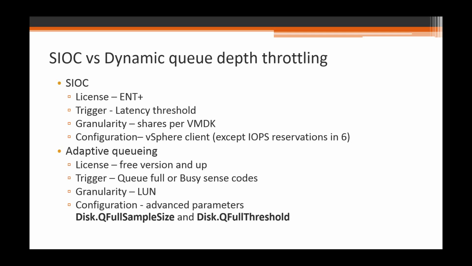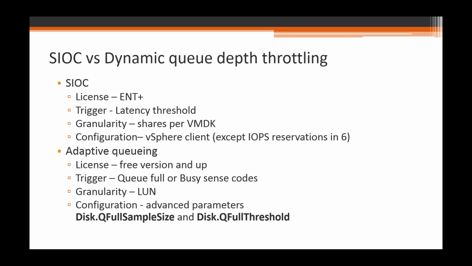So the granularity is on a per VM level, even though it touches the same parameter of the LUN queue depth. The granularity of distribution of IOPS and the throttling of IOPS is based on a VMDK level, whereas adaptive queuing is on the entire LUN. So the granularity is the first difference between the two technologies. The trigger is the difference, right?